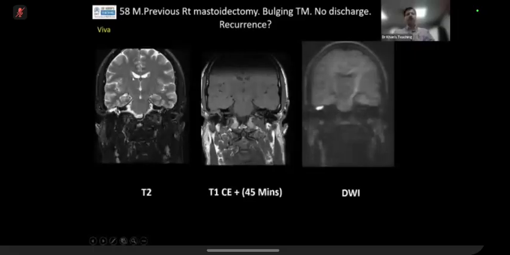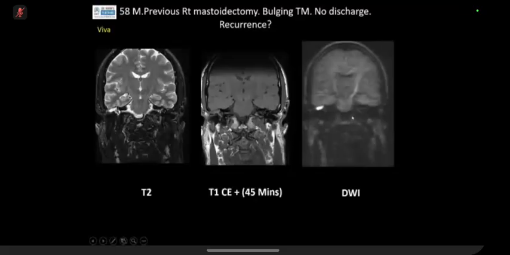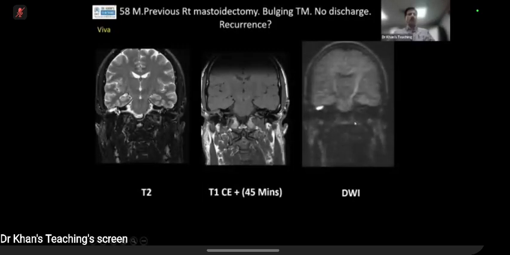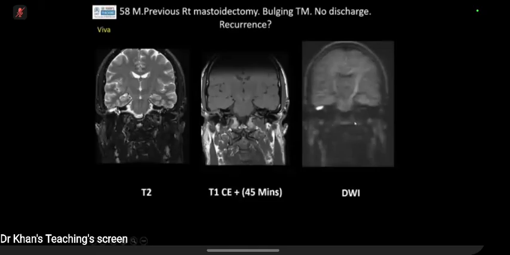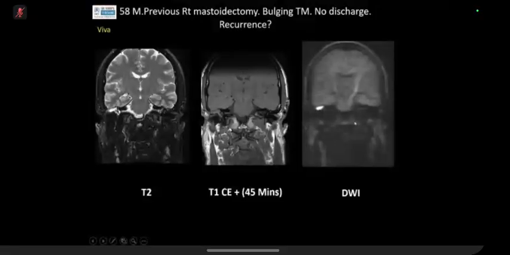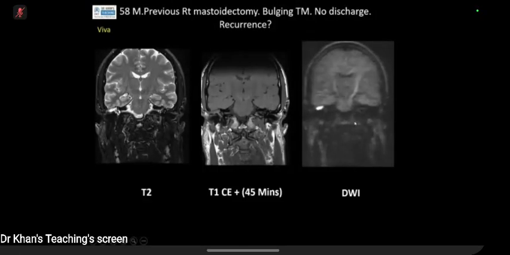This is a T2 weighted sequence. This is a T1 post contrast, which has been delayed post contrast, a 45-minute delay. And this is a DWI. So candidate 3, what is your conclusion? So my conclusion is that there is a soft tissue mass, bright on T2, and doesn't show significant enhancement on post contrast, but is showing some restriction. So the conclusion is it's going to be a cholesteatoma because it restricts.